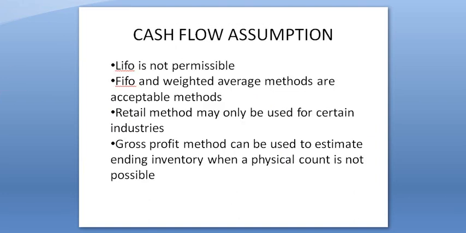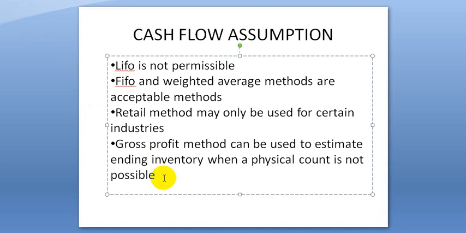Cash flow assumption. Under US GAAP, LIFO is permissible, but according to IFRS, LIFO is not permissible. FIFO and weighted average methods are acceptable methods. Retail method may also be used for certain industries, and gross profit method can be used to estimate ending inventory when physical count is not possible. That is cash flow assumption.